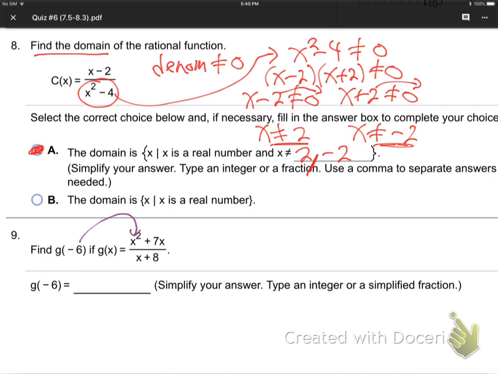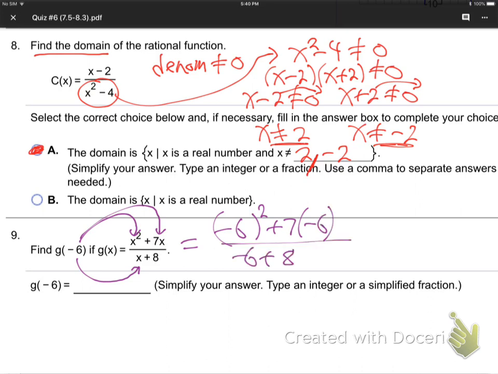So I'm going to plug in right there, and right there. Negative 6. So negative 6 squared plus 7 times negative 6, over negative 6 plus 8. What does that equal? 36 minus 42 over 2. What's that? Minus 6 over 2, minus 3. There we go.